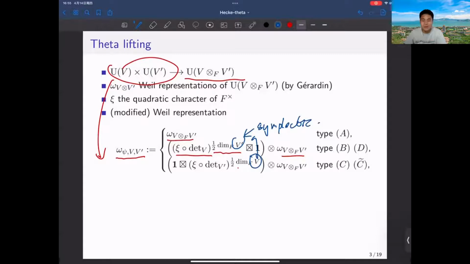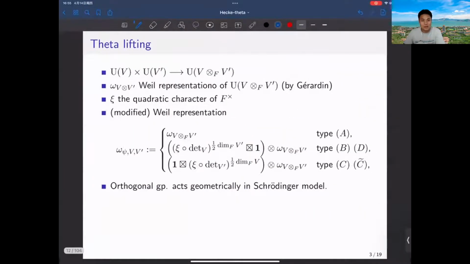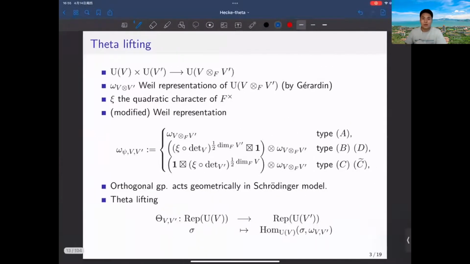Why we need this modification is because in all the cases, we want the orthogonal group to act geometrically in a Schrödinger model. Okay, so let's define the theta lifting, which is actually a big theta lifting, which is the functor from the set of representations of UV to the set of representations of UV prime, which is the multiplicity space, because we are in the finite group case.